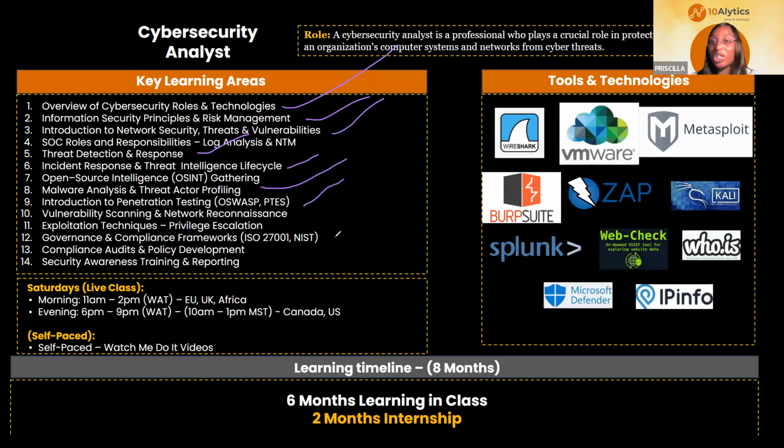Then you move to GRC, governance, risk, and compliance. So you get to learn the various governance and compliance frameworks. You also get to do compliance audits and policy development, then security awareness, training, and reporting. So these are the things that you need to focus on if you're looking to transition into any of the roles, right? So these are the key learning areas.